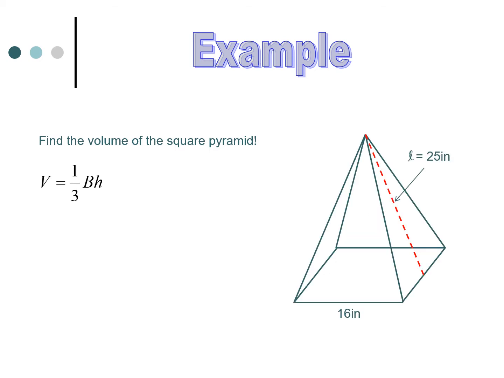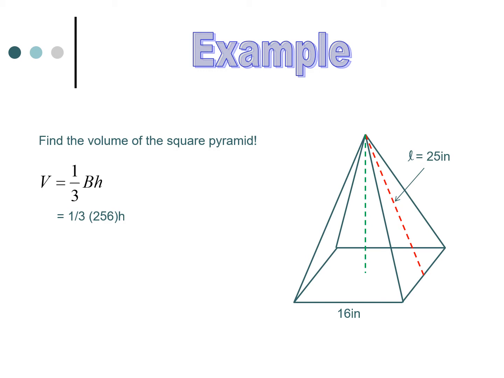Here's another example of a square pyramid, but this one is slightly more difficult. Notice that the base is still a square with base side 16 inches, but this time we have a fancy L. Remember, the fancy L stands for the slant height, and that is 25 inches. Let's go ahead and plug into our volume formula. First, we have to find the area of the base, which in this case is 16 by 16, which gives us 256. Now we have to plug in the height.